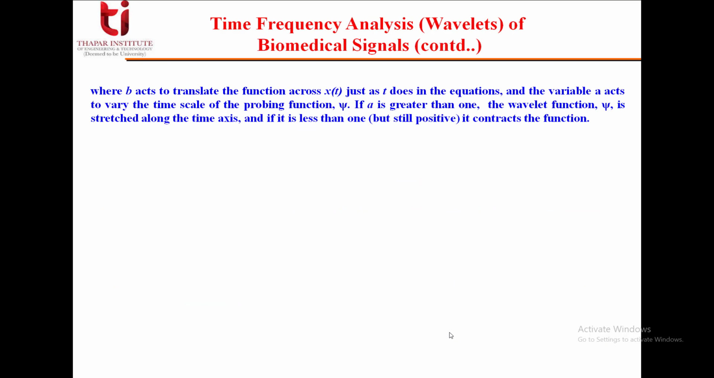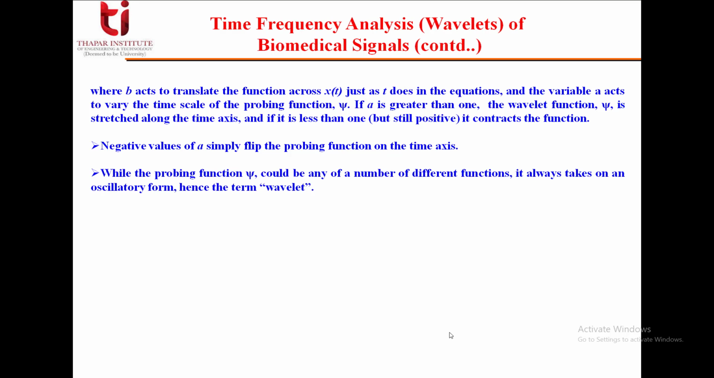Now here b acts to translate the function across x(t), just as tau does in the Fourier equations, and the variable a acts to vary the time scale of the probing function phi. Now if a is greater than 1, then the wavelet function phi is stretched along the time axis, and if it is less than 1 but positive, it will contract that function. And negative values of a simply flip the probing function on the time axis. While the probing function phi could be any of a number of different functions, it always takes on an oscillatory form, hence we call it a wavelet.